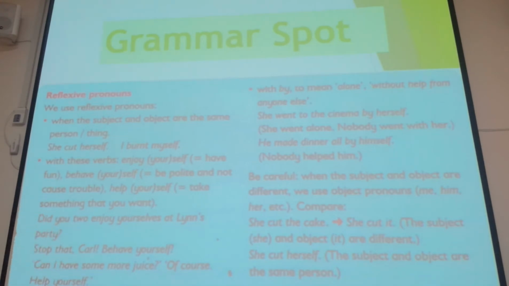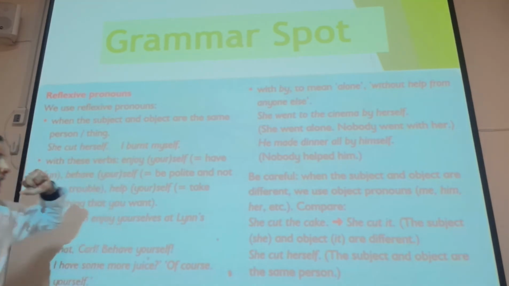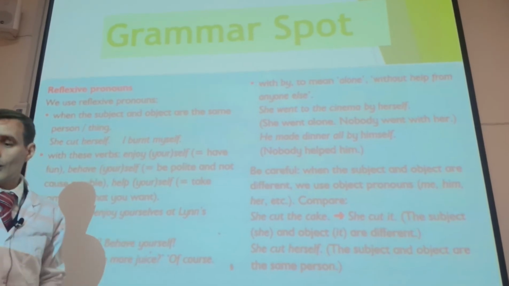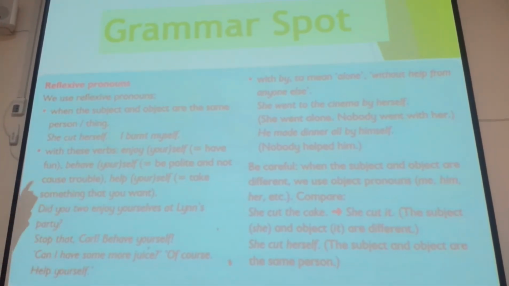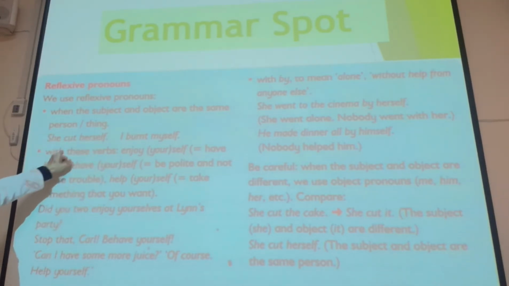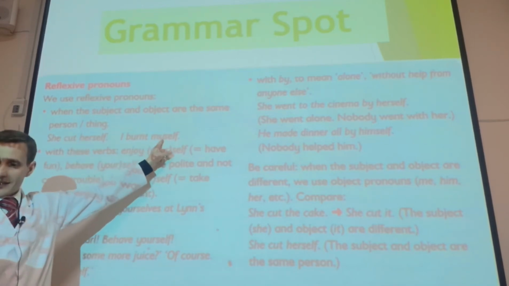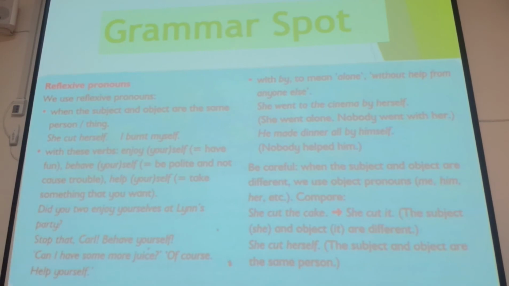Okay, so let's together study a number of rules about reflexive pronouns. The main use of reflexive pronouns: we use them when the subject and object are the same, remember the chart before, or when they refer to the same person or thing. Like the example we have here, she cut herself. She, what? Cut herself. She's talking about herself, not something else. I burned myself.